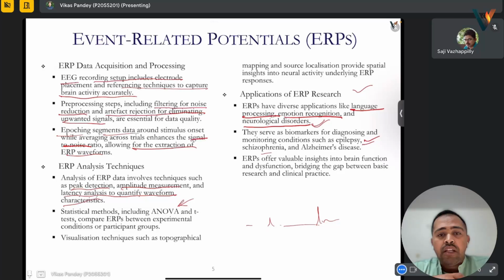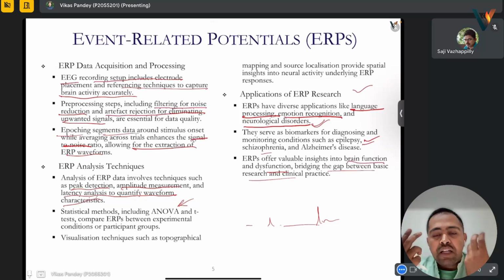Then ERP offers insight into brain functioning and dysfunction, as we have been trying from the start of this lecture, bridging the gap between basic research and clinical practice, so that such tools are directly used. They are read by using our EEG and ECoG electrodes.